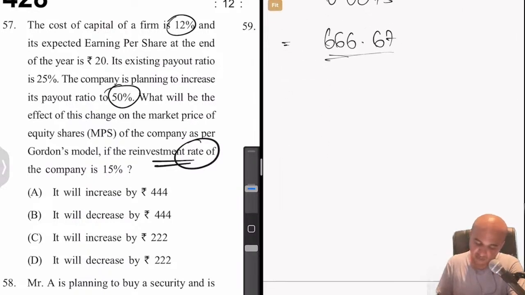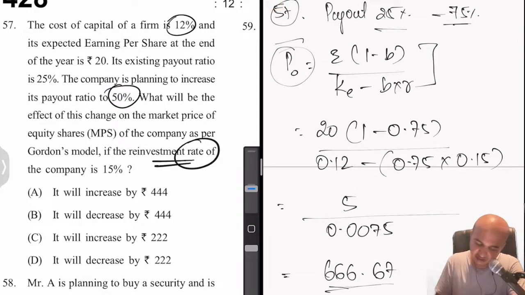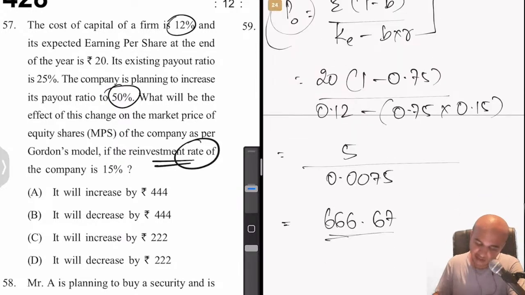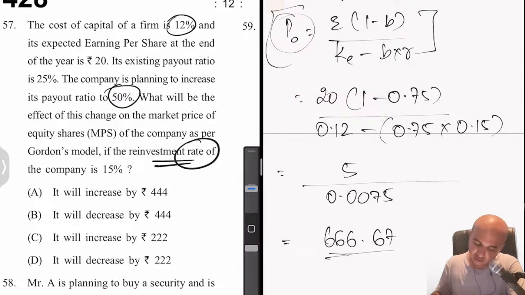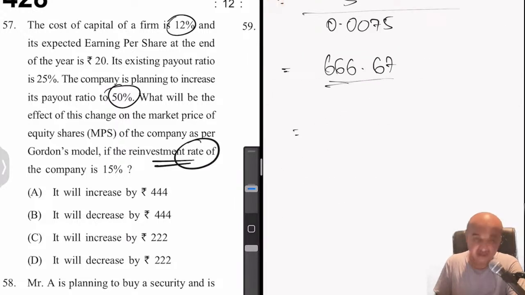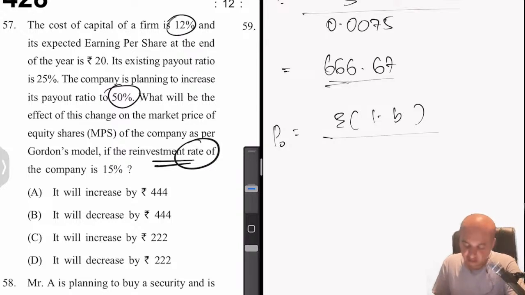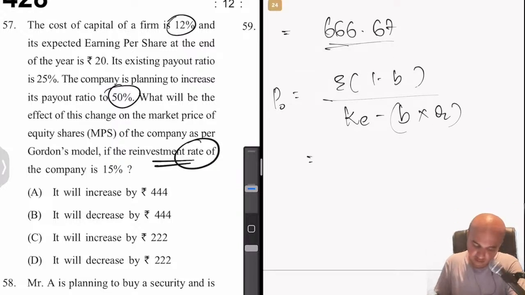Now the next option is payout ratio 50%, so retention ratio is also 50%. In that case, the formula remains the same. There is no change in the formula, only the values are different now. Let me just write down the formula. So price will be earnings into 1 minus b, divided by KE, that is cost of equity, minus retention ratio into investment rate. So earnings will be 20, no change there, minus 0.5.